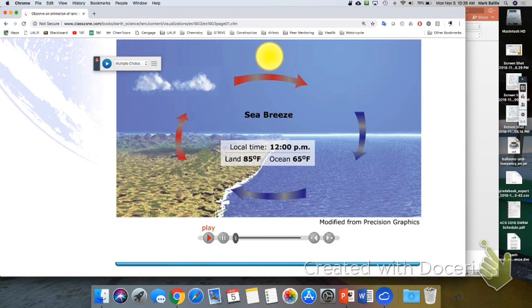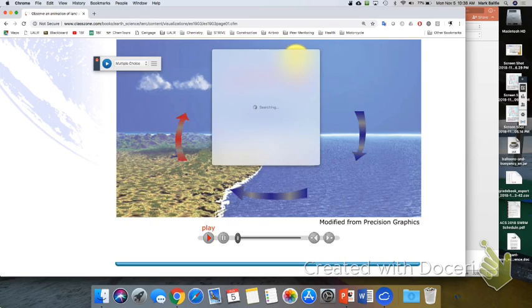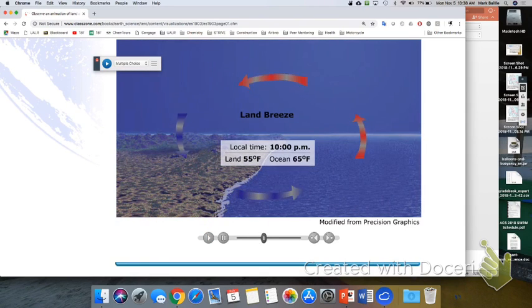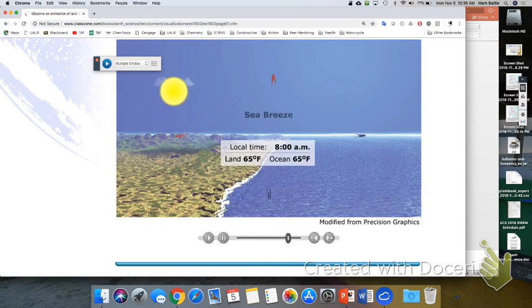Right now it's at noon at a beach. We have the air over the land is much warmer. It's going up. It's doing that cycle we talked about. I want you to watch as the sun sets what happens to the directionality of the breeze. What is that? So why is it that the breeze goes out in the middle of the night? Talk to your neighbor for a second.